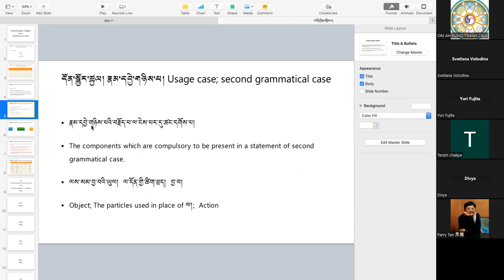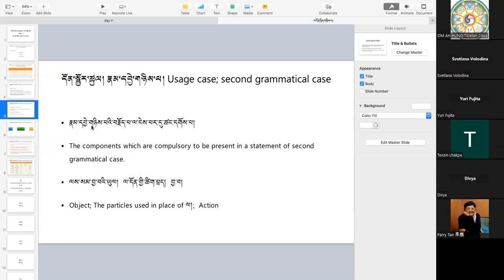The components which are compulsory to be present in a statement of the second grammatical case. We can write a very long sentence of the second grammatical case, and not everything that we write in that sentence is compulsory for it to be defined as the second grammatical case or the action on object sentence. But there are 3 key components which must always be present, either apparent or hidden as a reference from another statement, but they must be present.